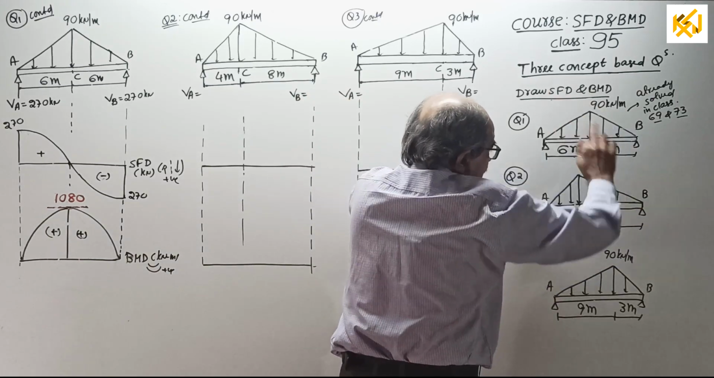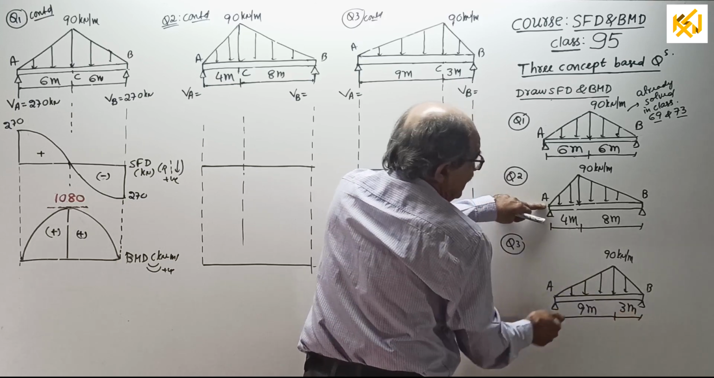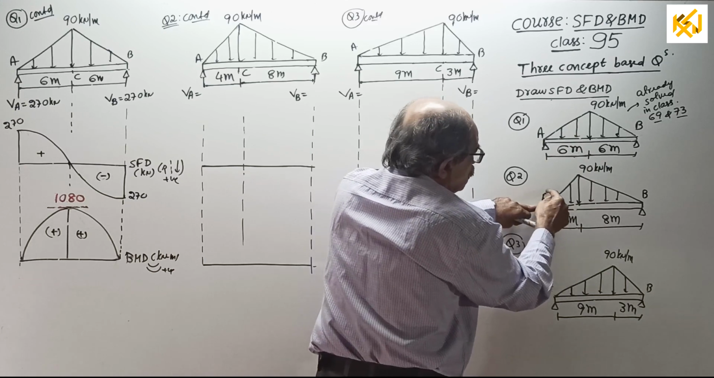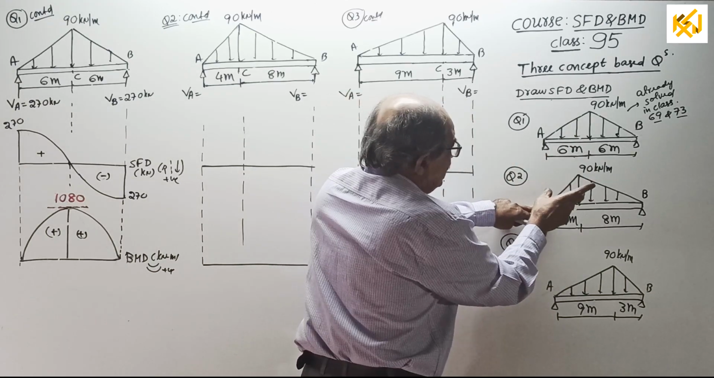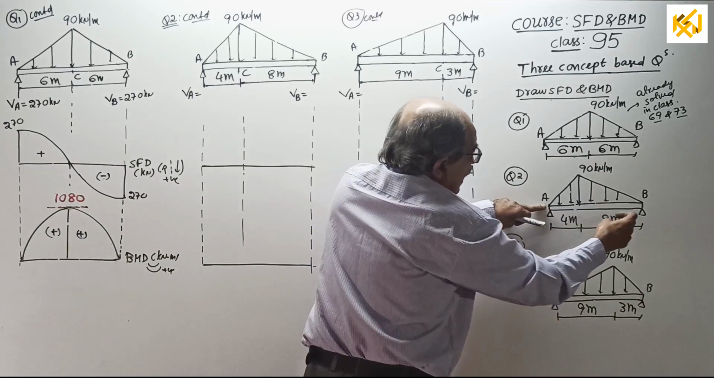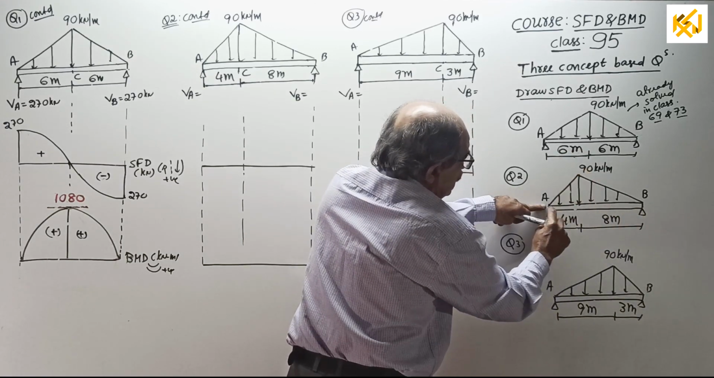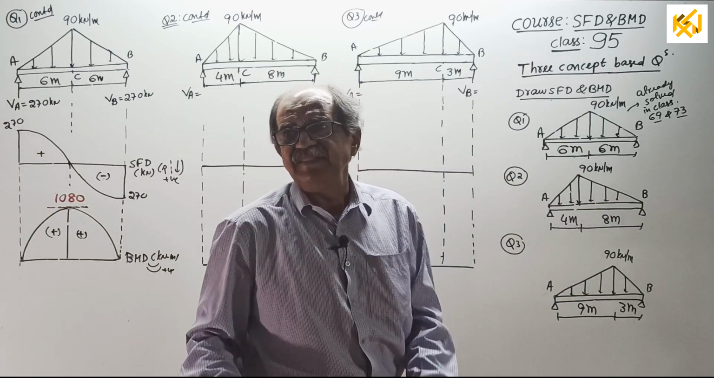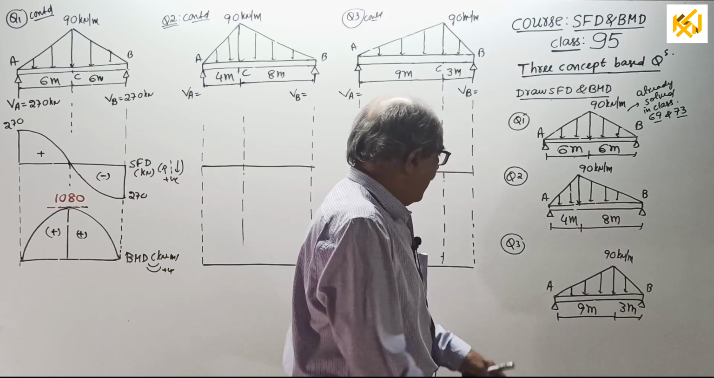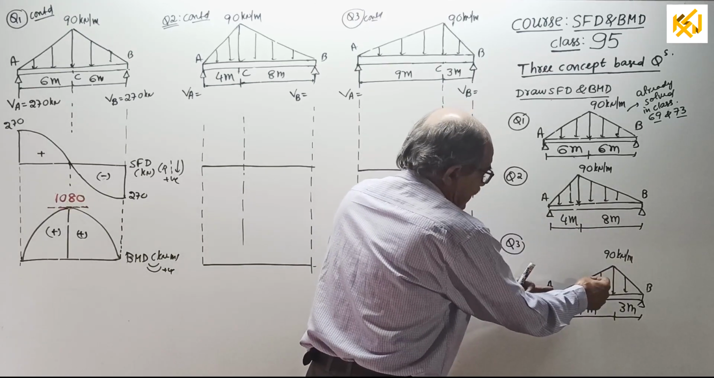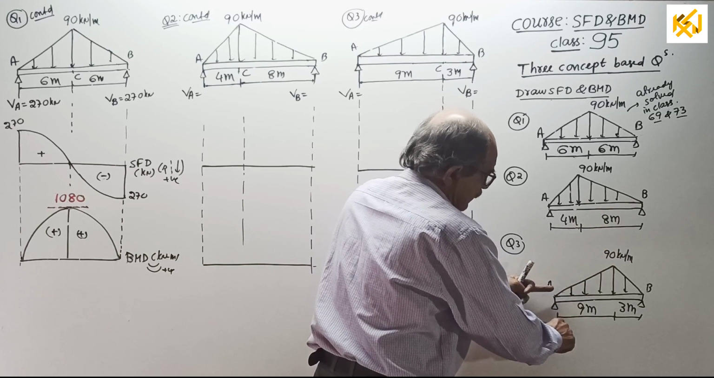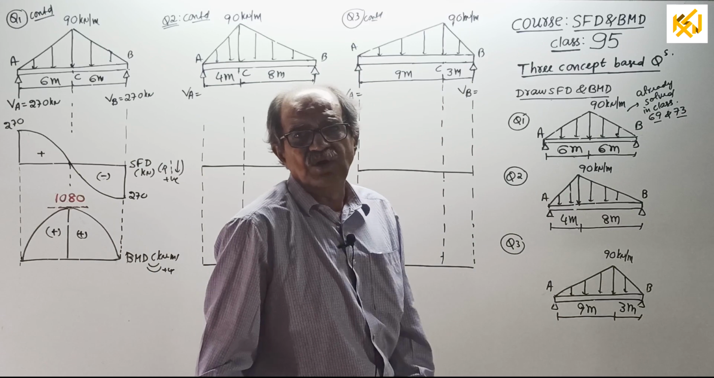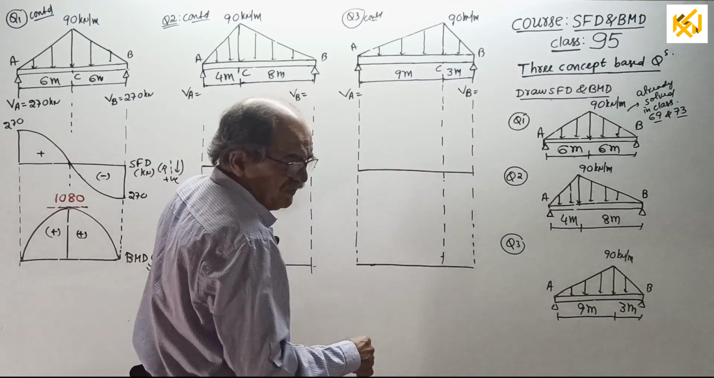Minus VB into 12, plus half into 4 into 90 into 2/3 of 4, that is the moment of this side. Again plus half into 8 into 90 into 4 plus 1/3 of 8. Write that way and get the answer. For this question, same way: half into 9 into 90 into 2/3 of 9, again plus half into 3 into 90 into 9 plus 1/3 of 3, equal to 0. Get the reactions. I will calculate the reactions here.